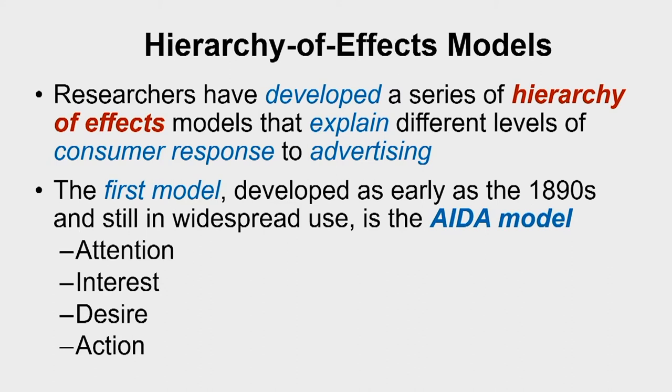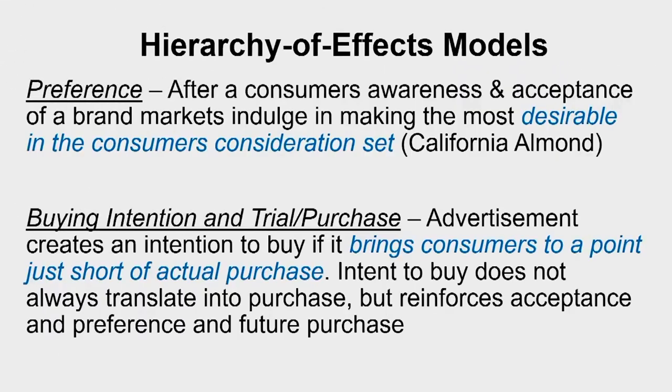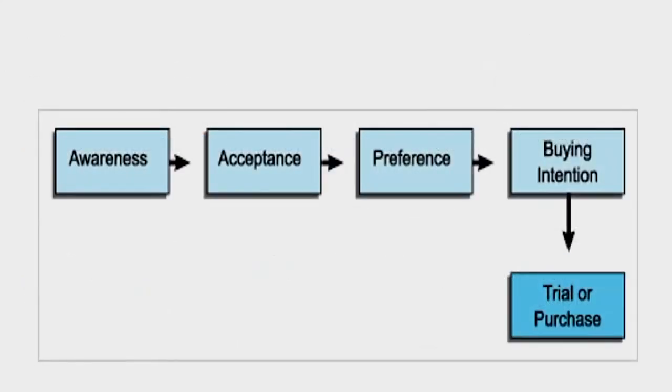The AIDA model says that most advertisements or marketing communication has to arouse interest, capture attention, invoke desire and lead to action. These are the four steps any advertisement or message has to do. Then we looked at a more complex model, the hierarchy of effects, which is called the Steiner model. In the Steiner model, we looked at five stages: awareness, acceptance, preference, buying intention, and trial and purchase. This is how the model looks.